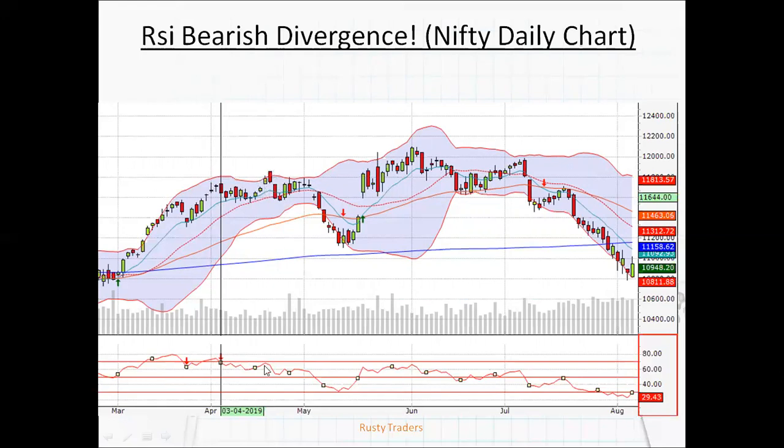But if you see the divergence, the RSI did not make a higher high. Compared to this level, it was at a lower level, which indicated that this particular move on the upside was not supported by enough momentum, and in the days to come, you might get a downward move.